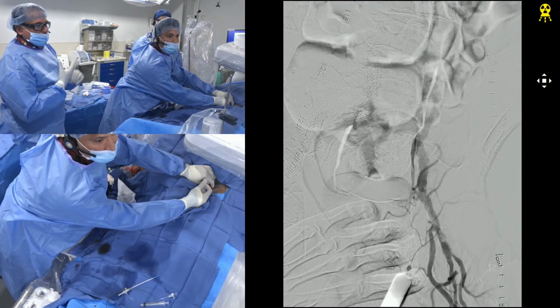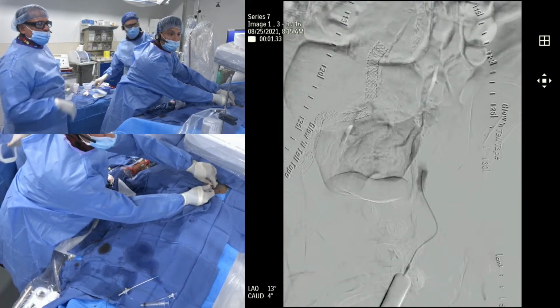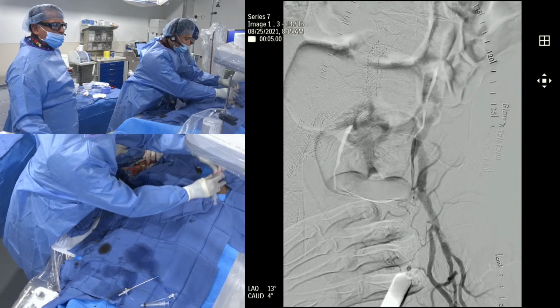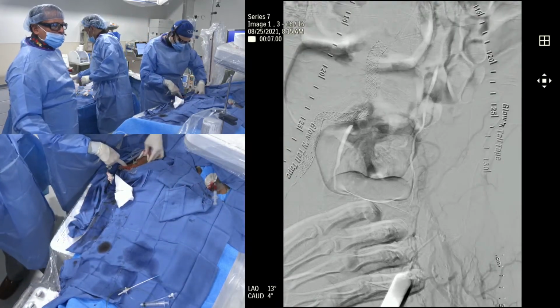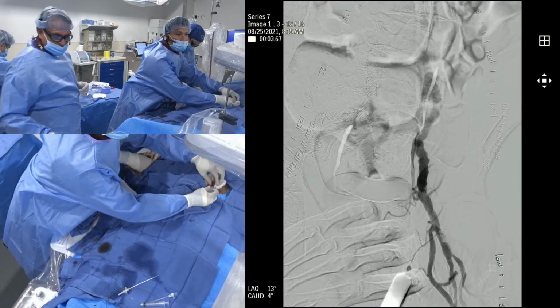So you can see the access again. You can see how horrible the access is, but that's okay. Is it high? Yeah, but I think you're fine. You're at the level of the inferior epigastric, but that's okay. We'll be careful. That's nice. Is there a hematoma, Luke? No, looks great. No hematoma.